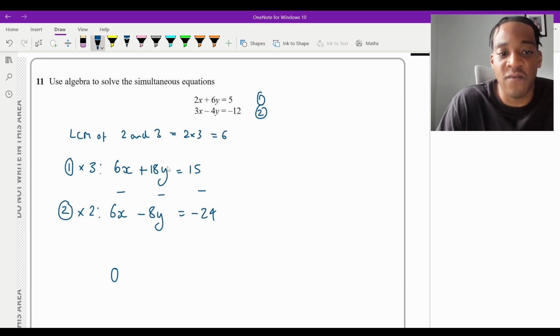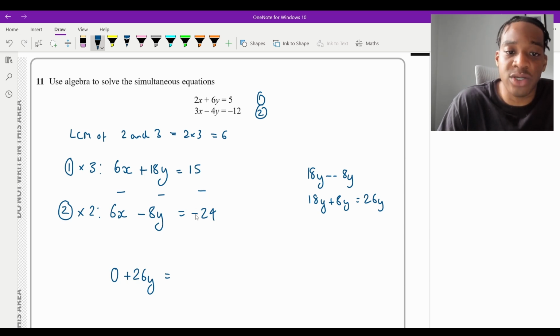You've got to be very, very careful. When I'm doing these types of questions, I will just write it out just to be safe. So I've got 18y minus and then minus 8y. We know that two minuses make a plus. So it's actually 18y plus 8y, which is just equal to 26y. So therefore we have 26y here, like this, and then this is equal to 15 minus 24.